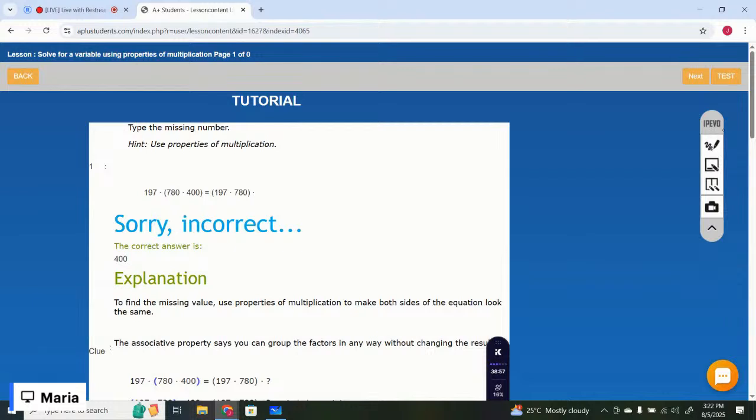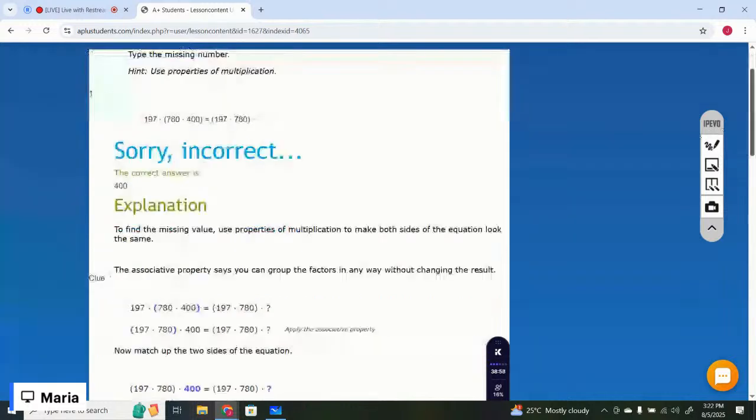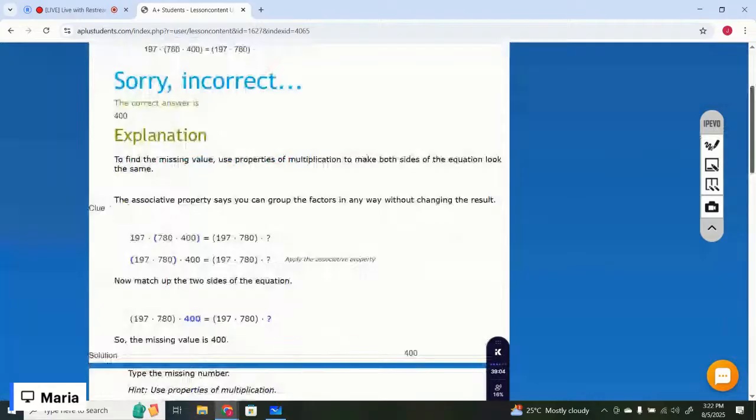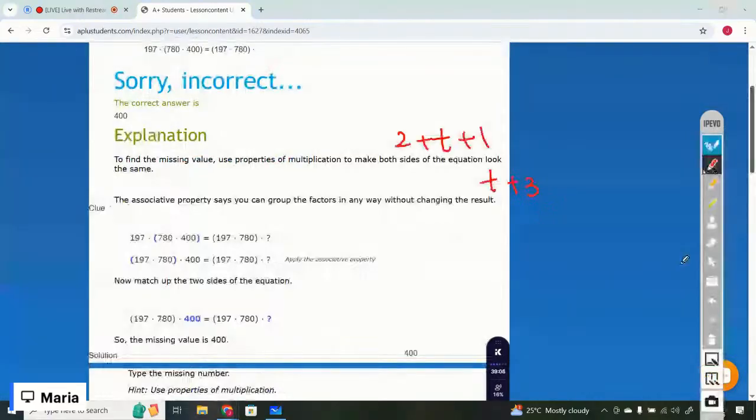197 times 780 times 400. So we need to find the missing number. We need to use the multiplication properties. Basically, that is the associative property. The associative property says you can group the factors in any way without changing the result.